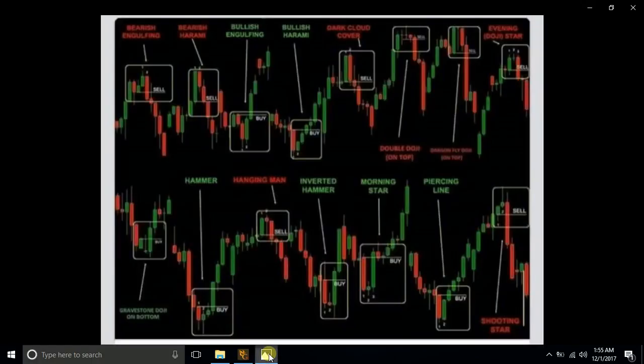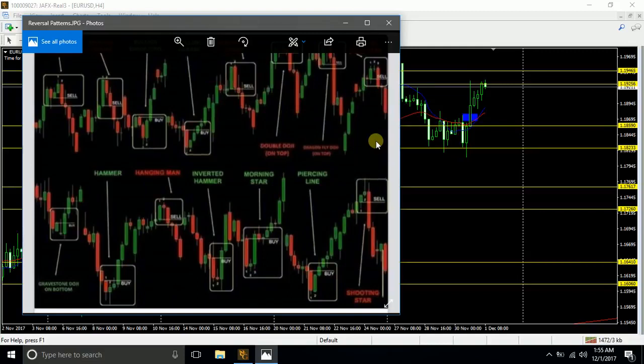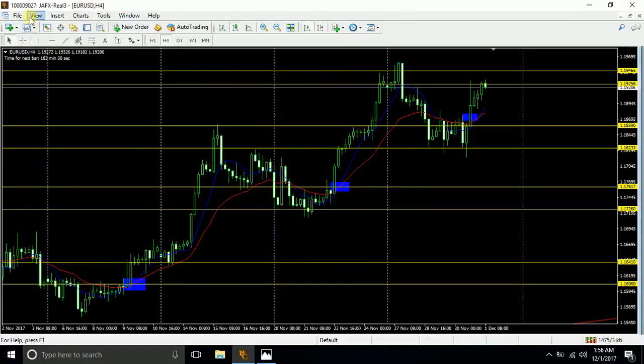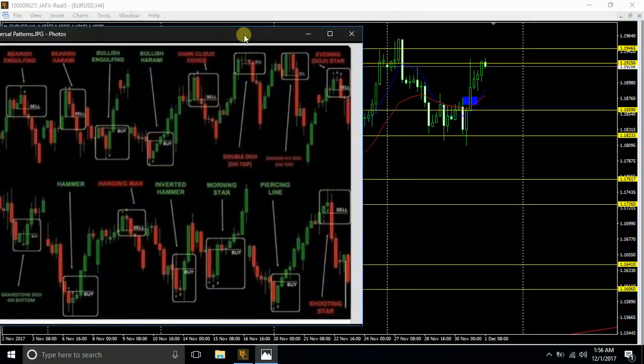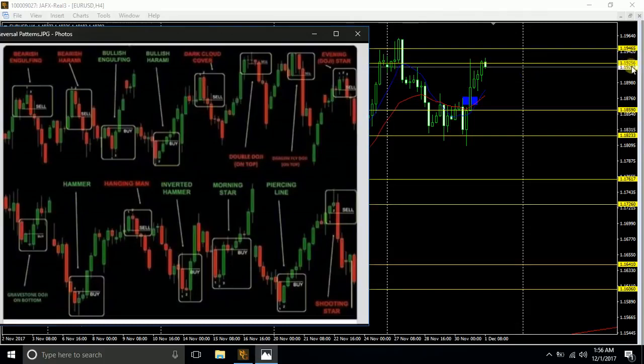Just a moment, I'm loading up our reversal patterns image. Now using this chart is how we'll get assistance with identifying our chart patterns. With that being said, we are getting a pattern here at this 1.256 level. Now our job is to identify the pattern.